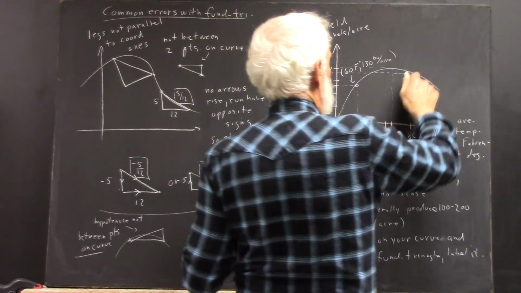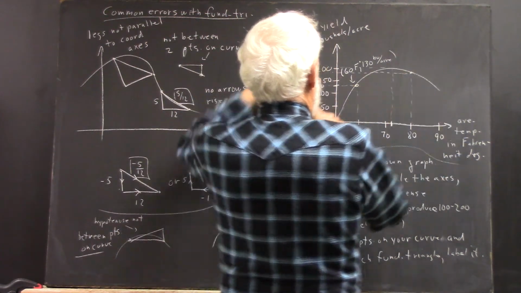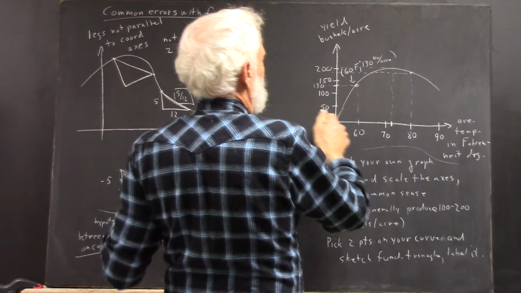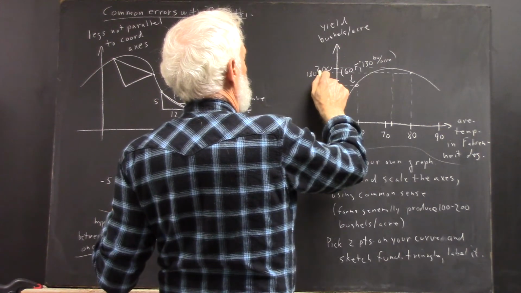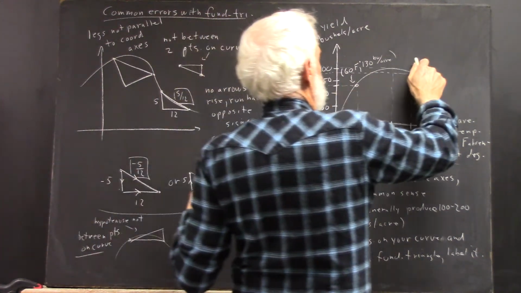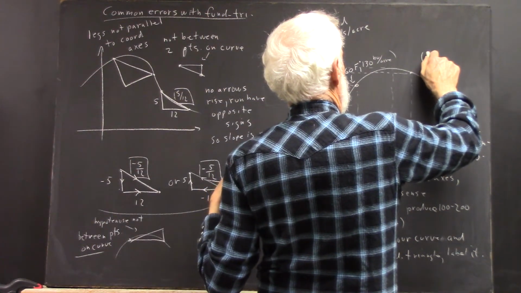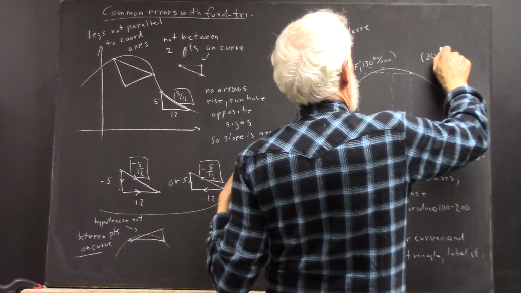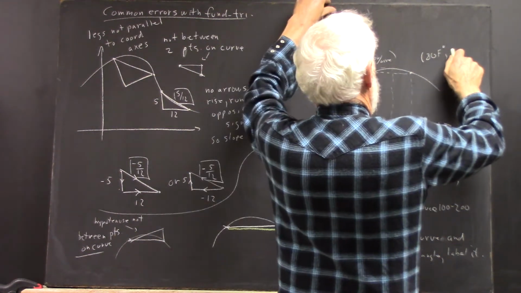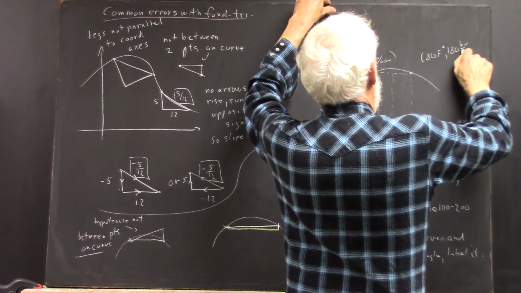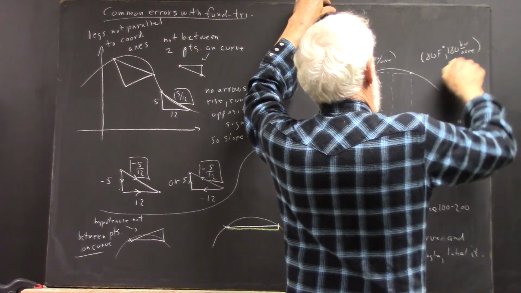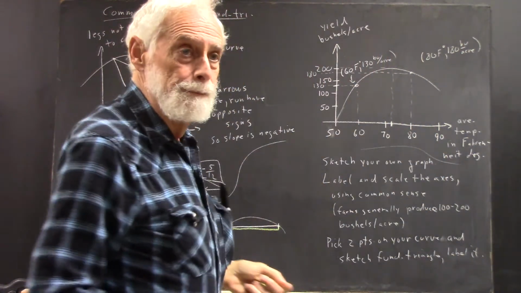And this point looks like between 180 and 190. I'll just say 180 because I think it's as much as 190. 80 Fahrenheit degrees, 180 bushels per acre. Okay?